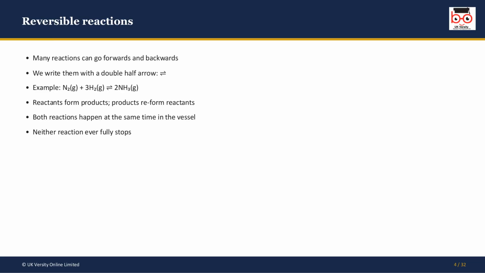Let's start with reversible reactions. Plenty of reactions can go both forwards and backwards, and we show that with a double half arrow, meaning the reaction is reversible. Take nitrogen plus hydrogen, which is in equilibrium with ammonia. The reactants form products, while at the same time, the products reform the reactants, both happening together in the vessel, and neither direction ever fully stops.